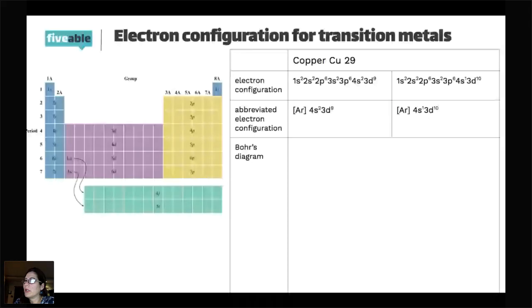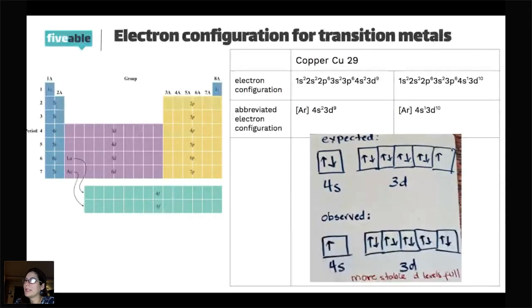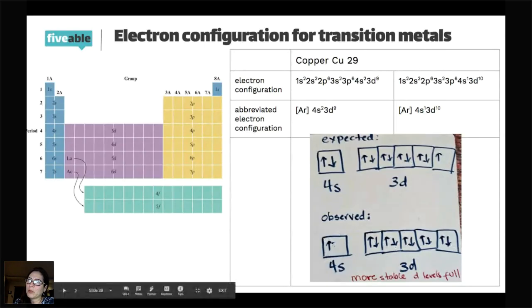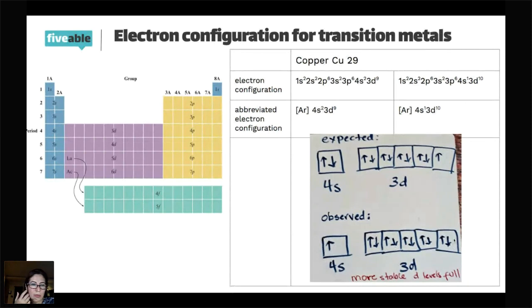The expected is the one above, where the 3D is incomplete. So the 3D is more stable since it needs more energy. It's more stable if it's full, and then the 4s can be half full, and that's totally fine since this one needs less energy for the electron to be there. So in both cases, the answer will always be stability of the 3D orbitals, in which either half full or completely full are more stable than intermediate levels. Excellent. So we are in copper, and the last transition of the row.